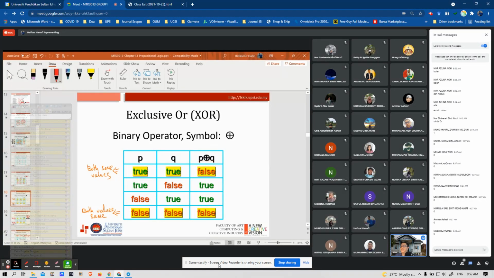Okay, then we have exclusive OR. When you use exclusive OR for the binary operators, if both have the same values, then it goes to false.